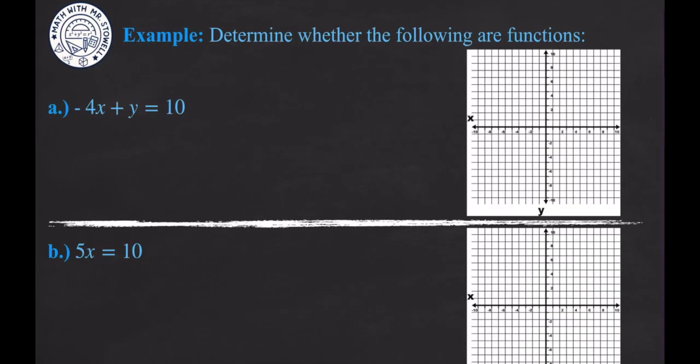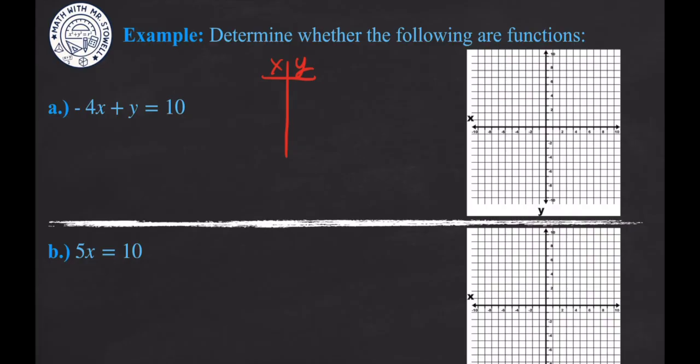The last example we are going to do is the following. We want to determine whether these are functions. Well, first thing we're going to do is we need to graph this. So in order to graph this, let's go ahead and just make a table. Let's pick some x values to be able to get some y values.